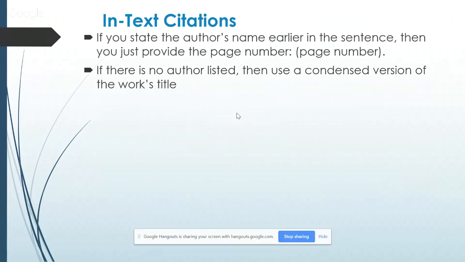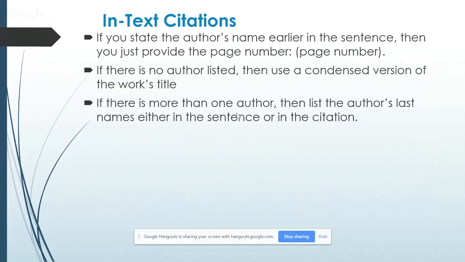Next, if there is no author listed, then use a condensed version of the work's title. And usually, if you do that, let's pretend that Helen Keller's article, The Most Important Day, does not have an author. Like we don't even know that it's Helen Keller. In the in-text citation, what I would do is I would put "The Most Important", put that in quotes, and then I'd put the page number afterward, enclosed in parentheses. That's the condensed version of the work's title. That happens rarely. Most things have titles, although you may encounter that from time to time. And I'll show you what that would look like on a Word document here in just a moment.